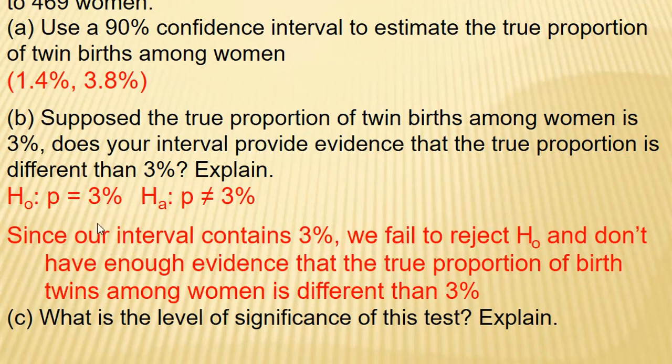Another way you can say is, well, we're about 90% confident that the true proportion is somewhere between 1.4 and 3.8. So therefore 3% is there. We're about 90% sure that the 3% could be true.